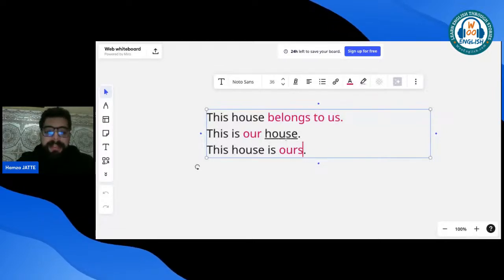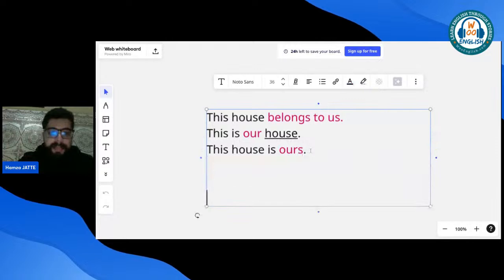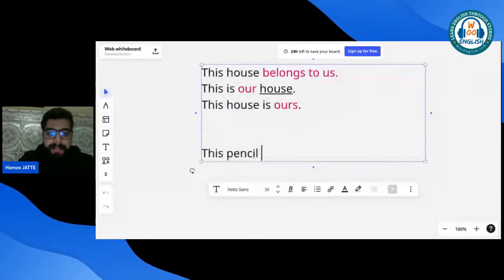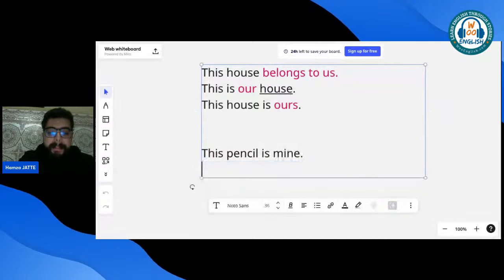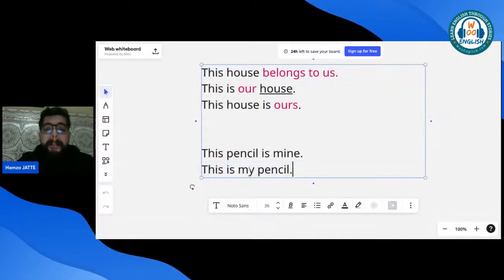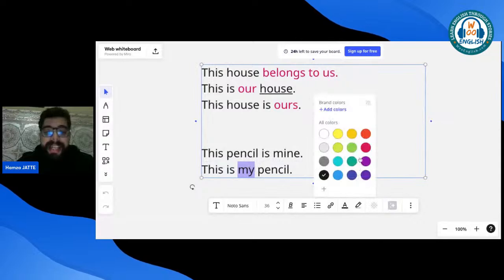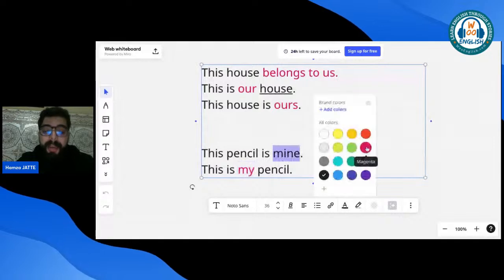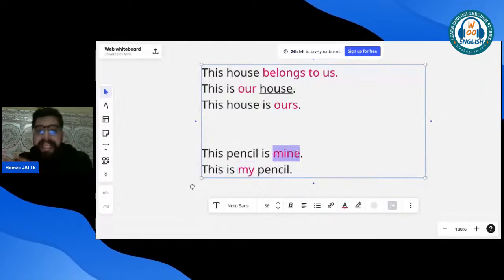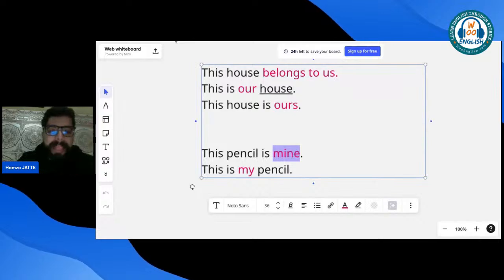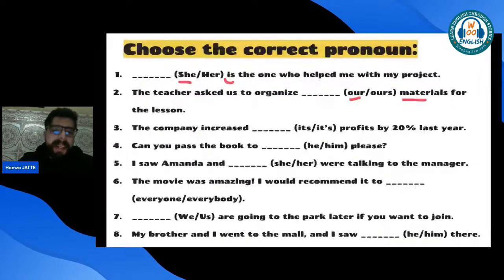I'm gonna give you another example. This pencil is mine. This is my pencil. So you can see again when I used my pencil, there is the property after, but I use mine, which is the equivalent of ours when there is nothing after that, right? So I hope it's clear. I hope it's a little bit clearer. So I'm gonna go directly to correct.